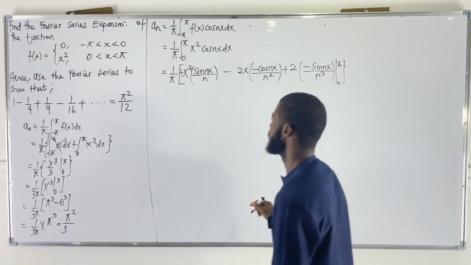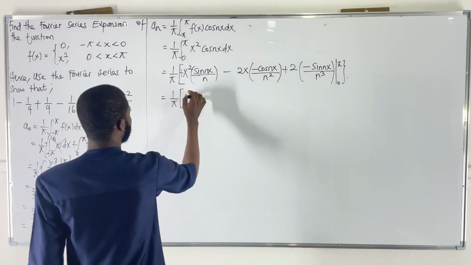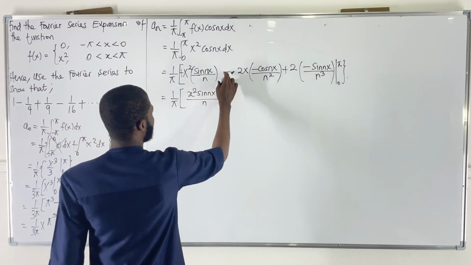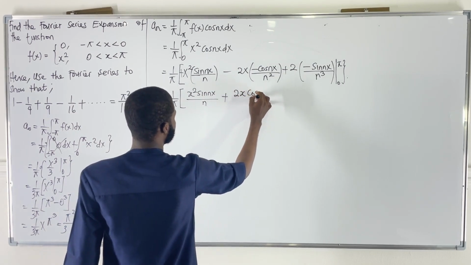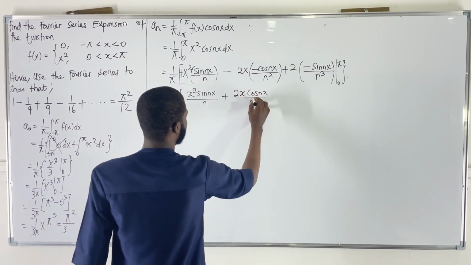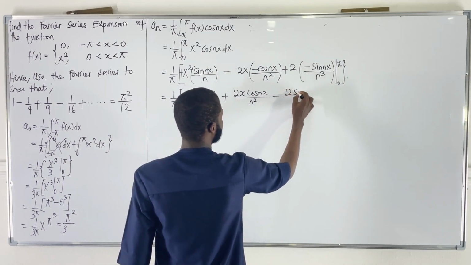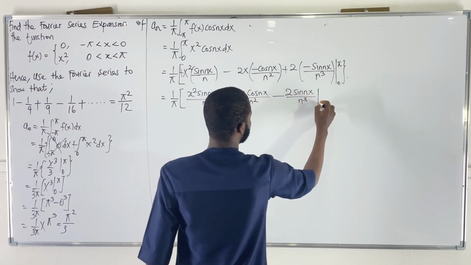Now let's simplify this whole expression. So this will be 1 over pi. Then we're going to be having x squared sine nx over n. Minus times minus here will give me plus 2x cos nx over n squared. And then plus times minus, minus 2 sine nx over n cubed. And then this is from 0 to pi.